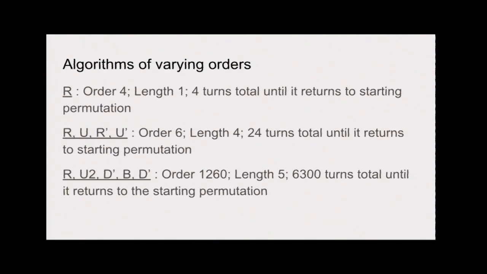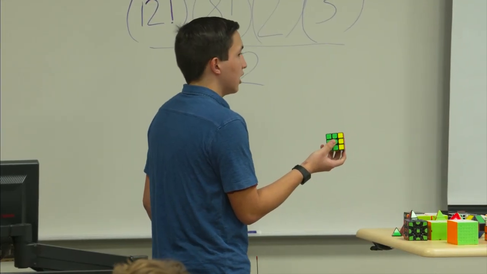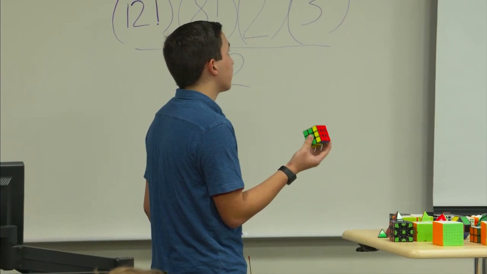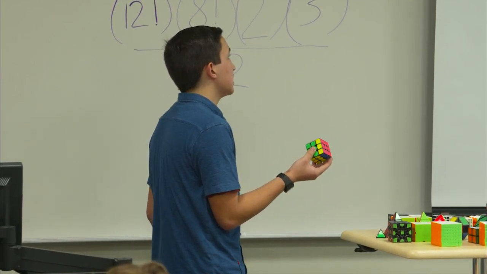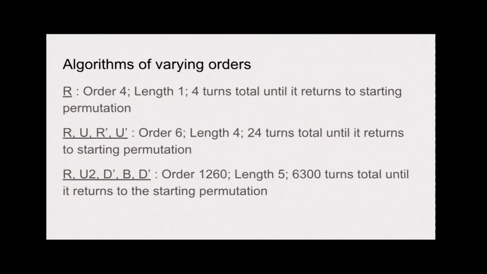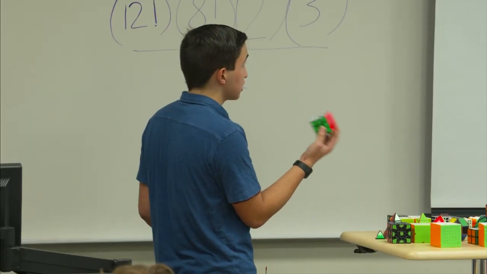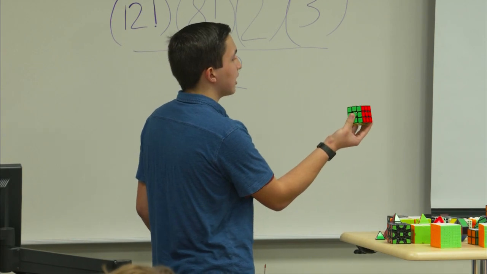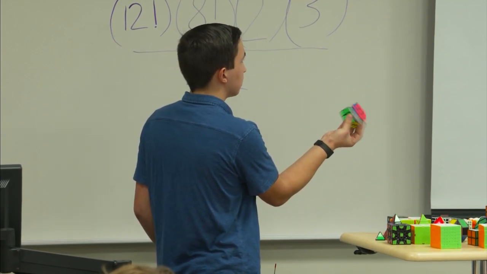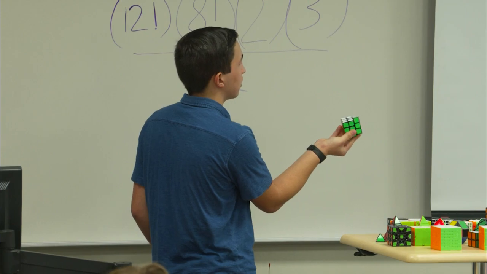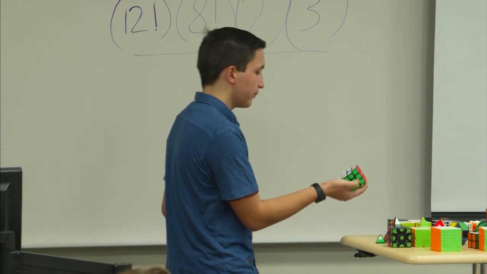So, algorithms of varying orders. Let's just take a simple one-move algorithm. Our first algorithm here is just R, the right face clockwise 90 degrees. So this algorithm has an order of 4 and a length of 1. It takes 4 turns total to return to the starting permutation. If we're starting at the solved state here, you do the algorithm once, twice, 3 times, 4 times, and it's back to the original starting permutation.